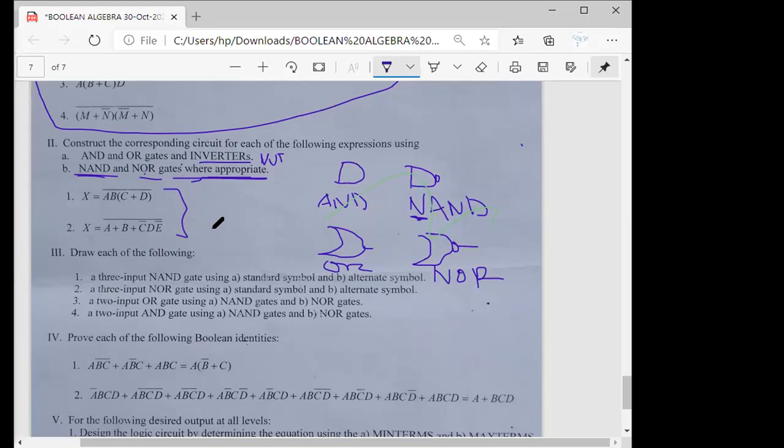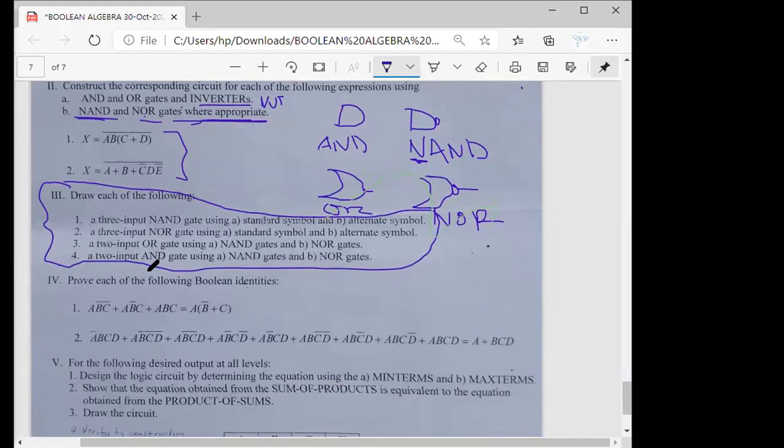This is what we call the alternate symbols. The alternate symbols are actually NOT gates and NOR gates. So this one we can ignore. I think I need to send you a note for this one, because I just want you to work out this one. You can ignore this one. There are some notes that I need to send for this kind of problem where you have alternate symbols. We have symbols and then we have alternate.